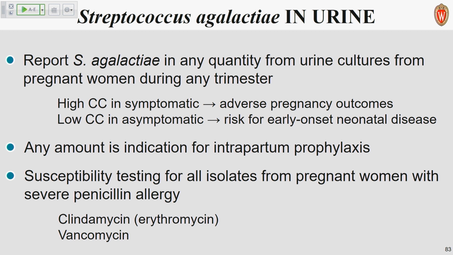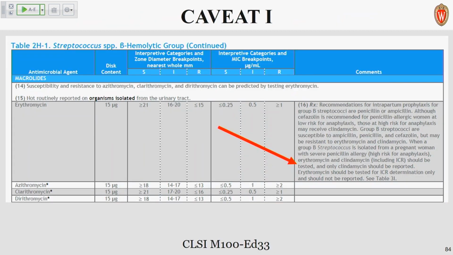So within the recommendations, reporting Group B in any quantity from urine cultures, we're doing a urine culture here. So a pregnant woman, urine culture during any trimester, it's pretty much automatically reportable. And there is some literature suggesting that high colony counts of Group B when a patient is symptomatic could lead to adverse pregnancy outcomes. And of course, if you're low colony count, that earns them intrapartum prophylaxis during delivery, right? So, and as Brooke mentioned, we need susceptibility testing on patients with severe penicillin allergy. Next slide.